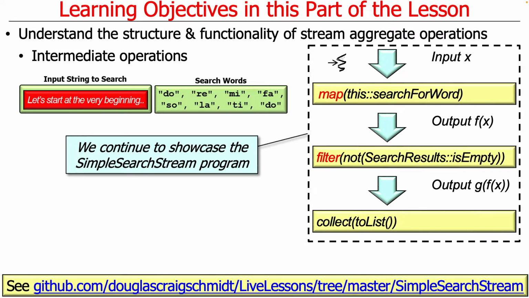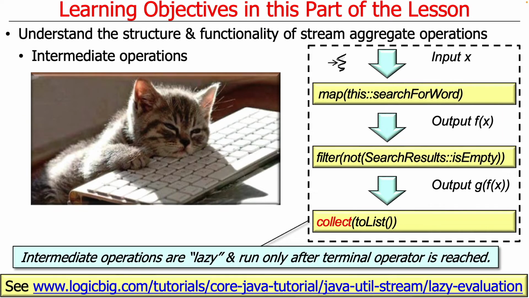This particular example will continue to showcase our simple search stream program, where we're looking for the do-re-mi words in the do-re-mi song. Remember that intermediate operations are always lazy. And what that means is they don't do a darn thing unless and until a terminal operation is reached. And again, you'll understand exactly why that is the case when we look at how the implementation works under the hood.